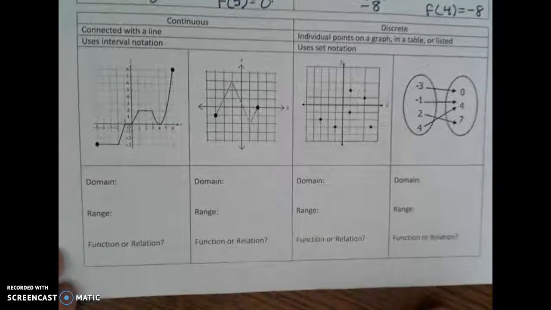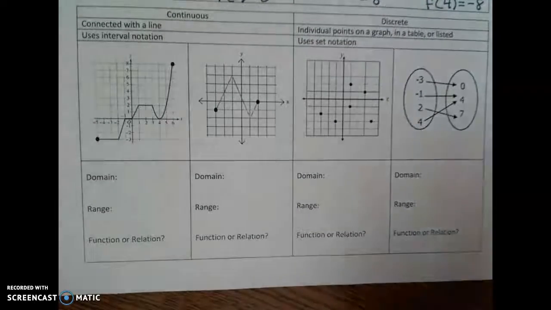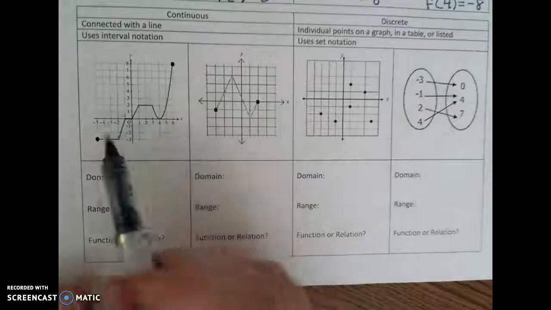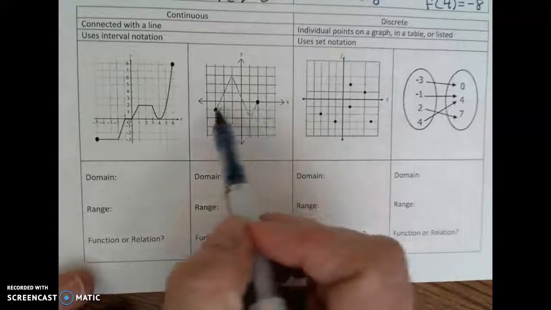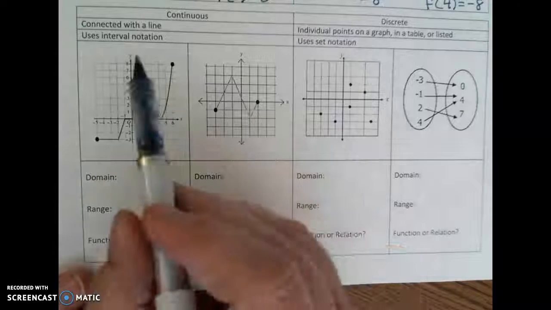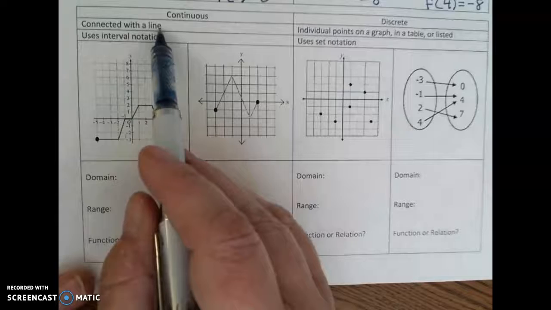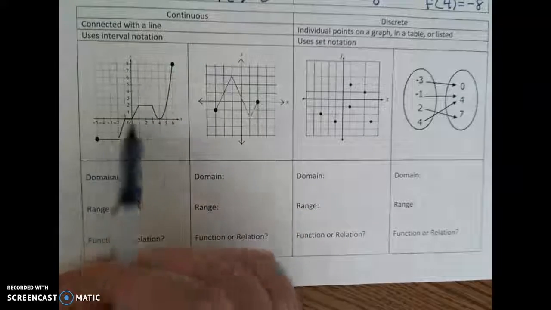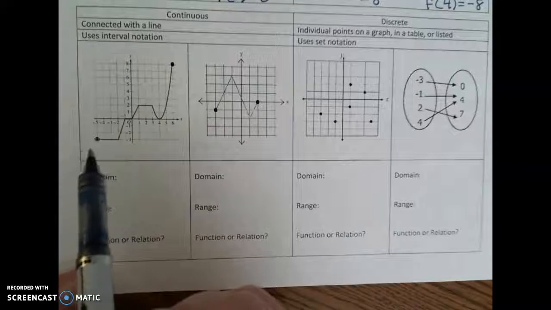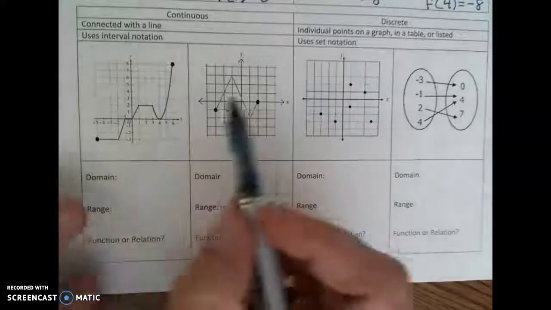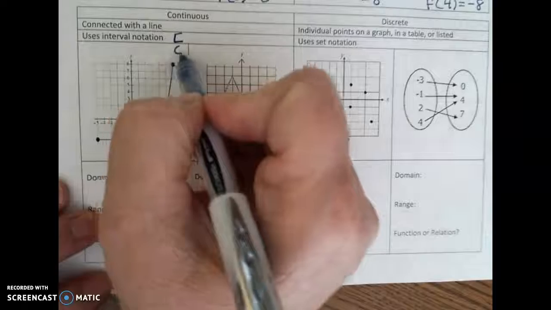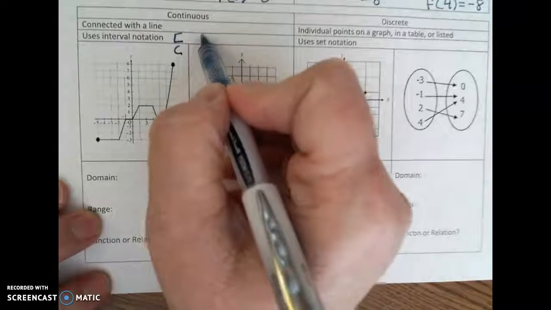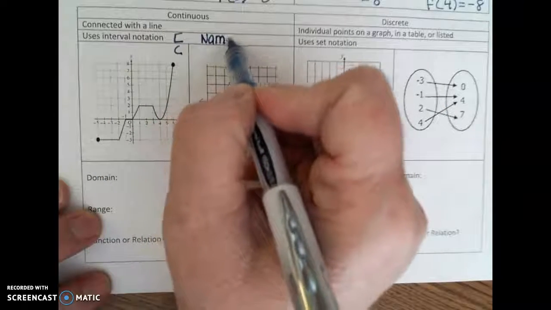The final section I wanted to go back over was continuous versus discrete. Continuous is whenever you're connected with a line. It doesn't matter how narrow the graph is. It does not have to have arrows on the end of it. It's anytime you've drawn a line in. That is continuous. You're going to use interval notation. Remember, that's your parentheses or your brackets. And when you do that, you name the start and stop values.